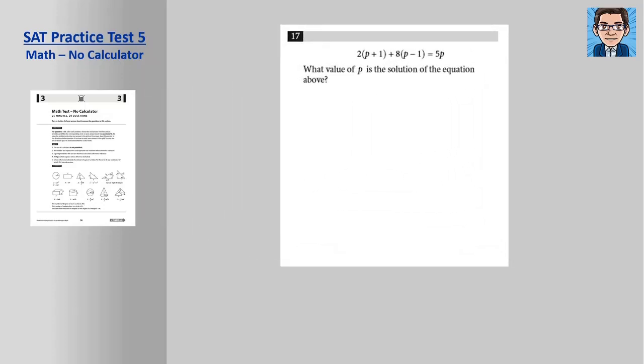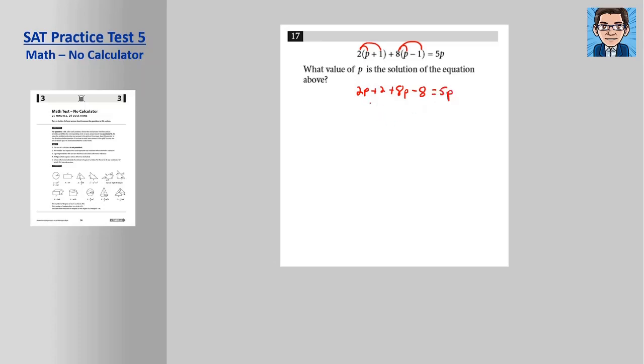Okay, what's the value of p in this solution? Now, don't make the mistake of thinking that it's set equal to 0 and thinking that p should be 1 or negative 1. We need to calculate this all out. So we need to multiply by distribution here and get 2p plus 2. And then multiply this by distribution and get 8p minus 8 equals 5p.